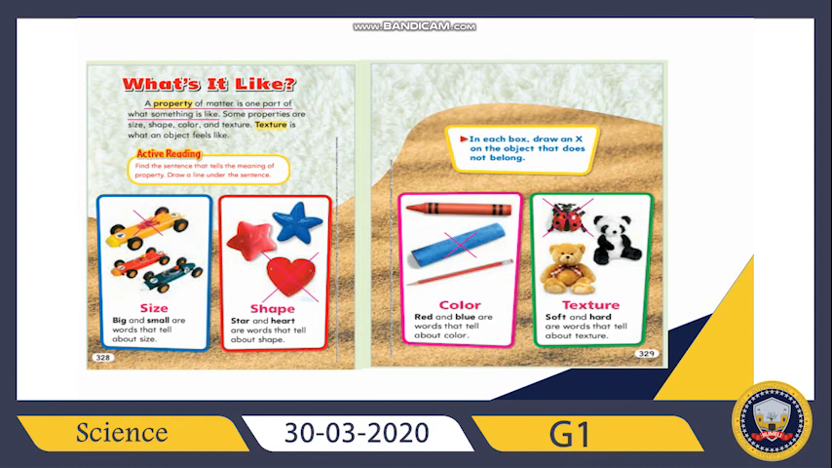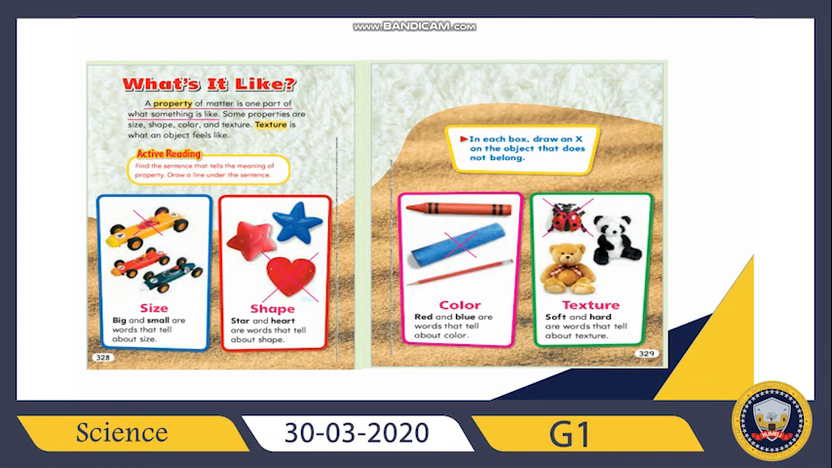A property of matter is one part of what something is like. For example, properties of matter are size, shape, color, and texture. So, properties of matter are, can you answer? Size. Very good. Another one. Shape. Very good. And color. What is the meaning of texture? Who knows? What does that mean?